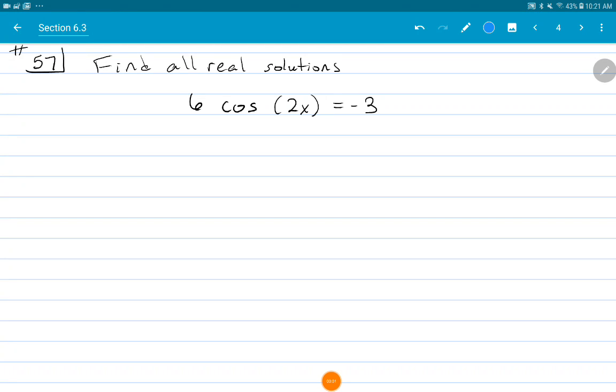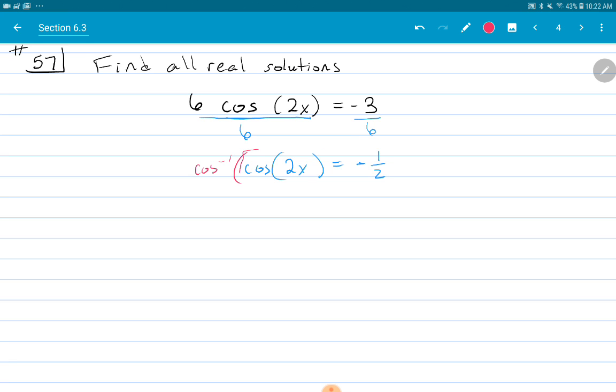On this problem, to find all the real solutions, we need to get cosine of 2x by itself. So to get this guy by itself, we need to get rid of that 6. 6 is being multiplied, so I'll divide both sides by 6, which gives me cosine of 2x equals negative 3 divided by 6, that's negative 1/2. And then I take the cosine inverse of both sides.